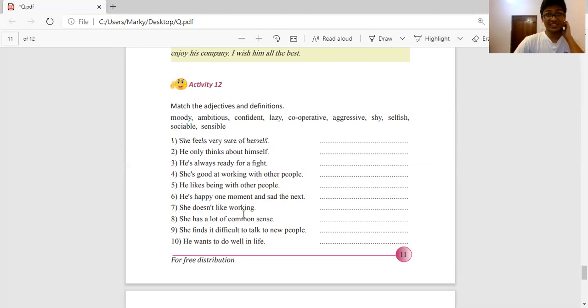She doesn't like working. Let's see, lazy. Okay, she doesn't like working. She's lazy. She doesn't go to work because she's lazy. She has a lot of common sense. Sensible. That means she is straightforward. She's down to earth. You know, she knows what she needs to do.